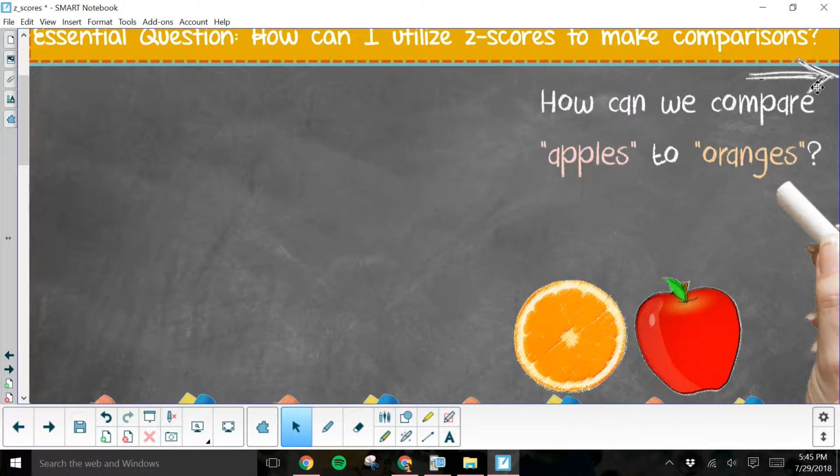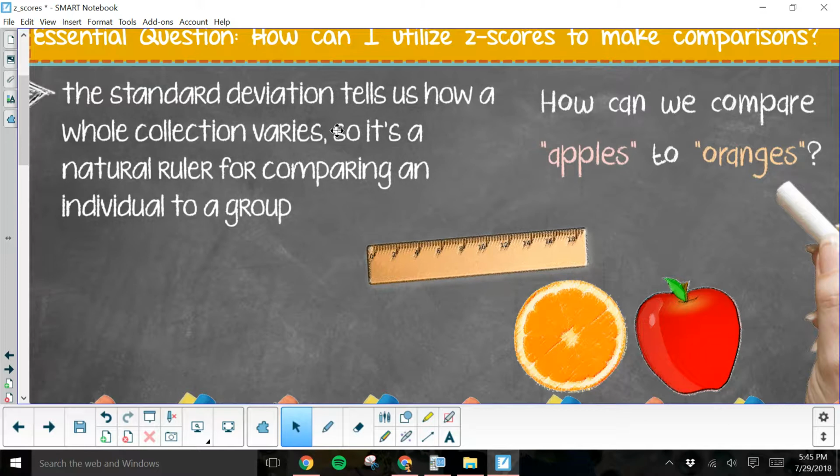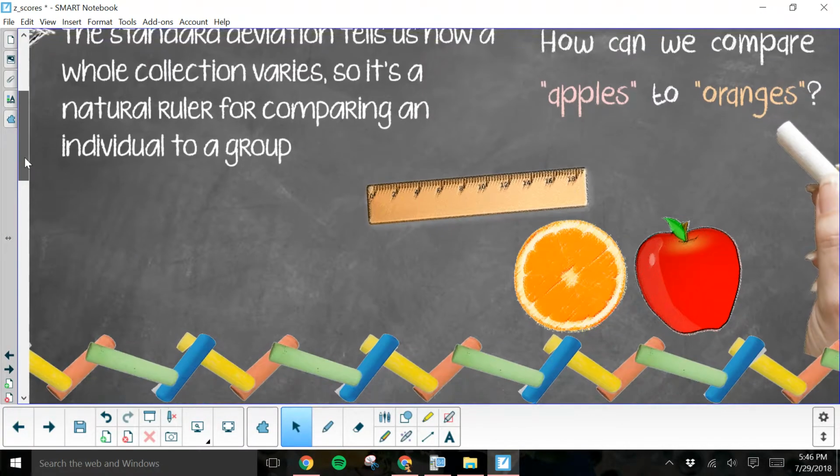So here's the thing, because standard deviations show how much a group varies, it tends to be this natural ruler, so to speak, when it comes to comparing things: how unusual is that one apple to its entire group, and if so, is it more unusual than the orange?